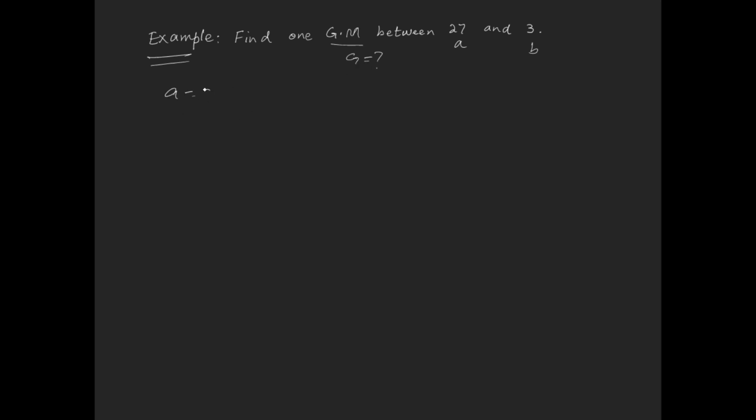A is equal to 27 and B is equal to 3, and the geometric mean is to be found. Geometric mean is equal to plus minus square root of 27 multiplied by 3. So the geometric mean is equal to plus minus the square root of 81, and taking the square root, we get plus minus 9. So the geometric mean is either 9 or minus 9.